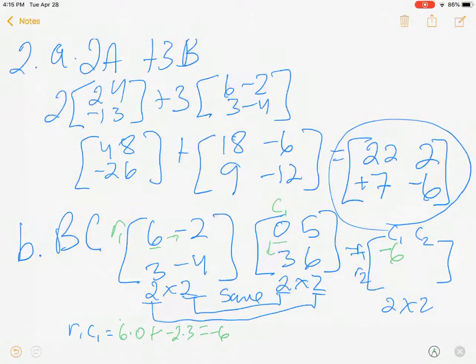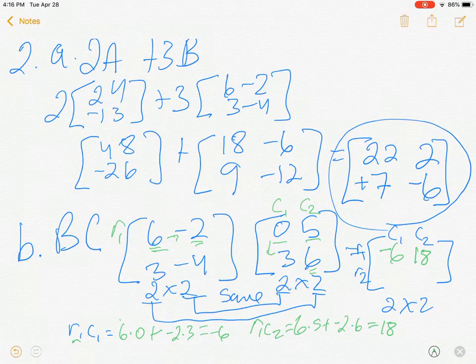To find row 1, column 2, I take row 1 times column 2. Start with 6 and the 5. So 6 times 5 plus negative 2 times 6. 6 times 5 is 30. Negative 2 times 6 is negative 12. 30 plus negative 12 is 18. So row 1, column 2 is 18.